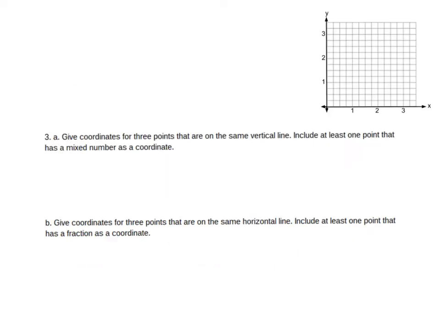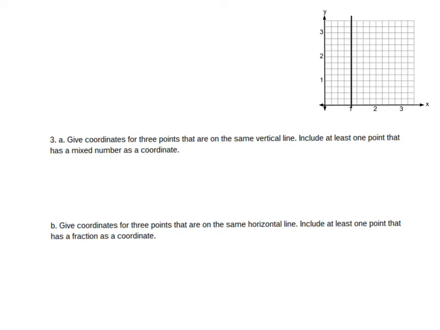This next problem says give coordinates for 3 points that are on the same vertical line. Include at least one point that has a mixed number as a coordinate. As you can see, I've put a line up here on this grid. So I can move this line. This is making a vertical line.